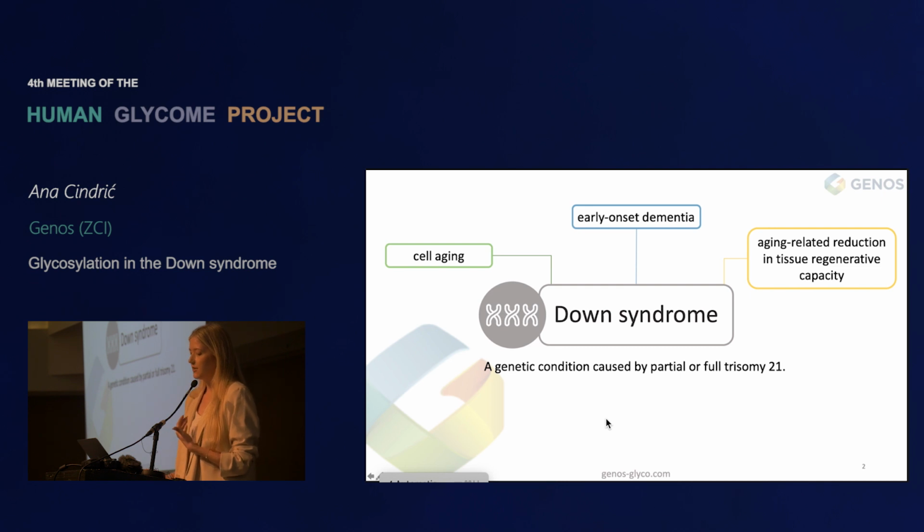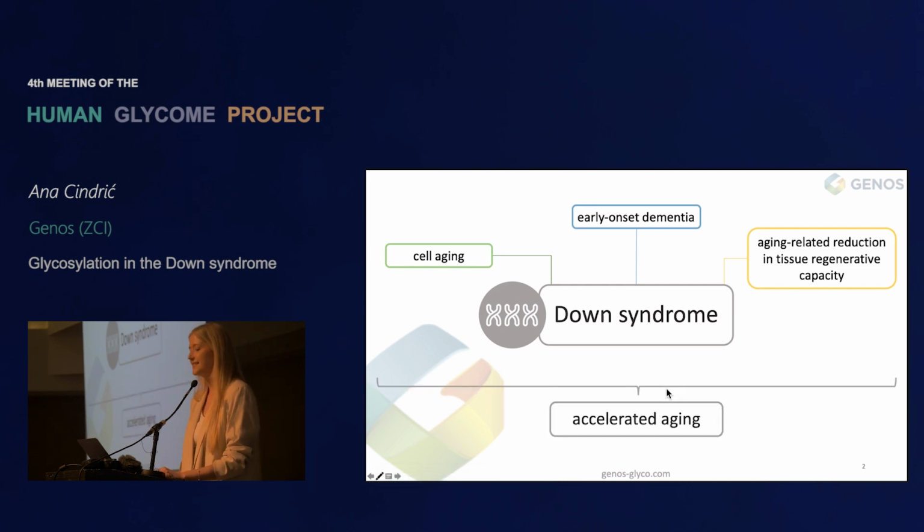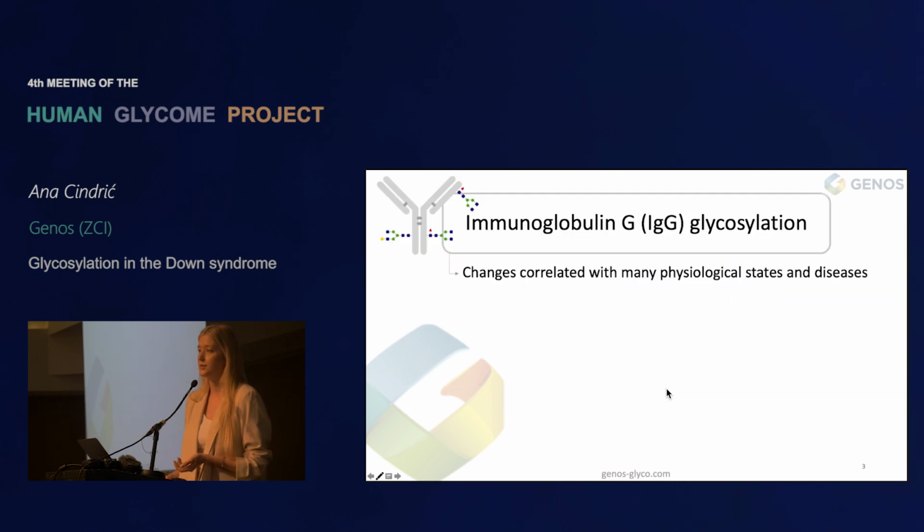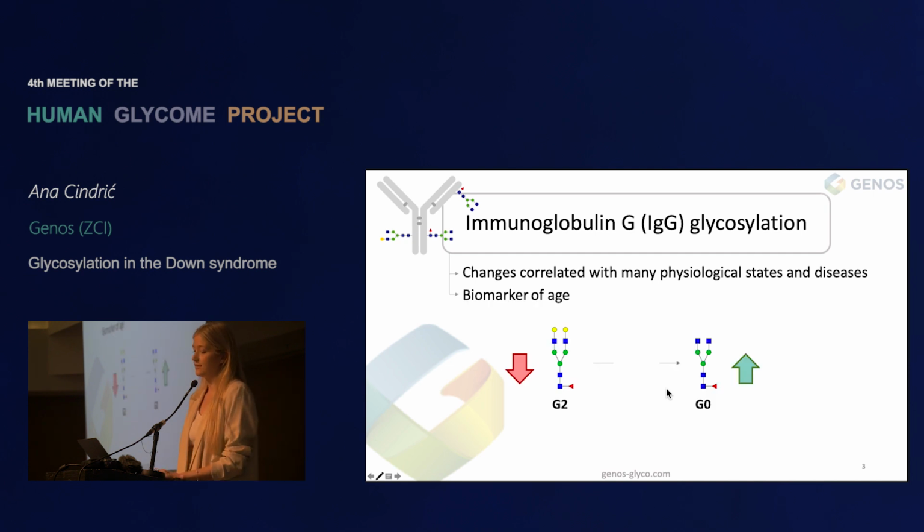All of these things, I think I've mentioned the word aging like 10 times in the previous minute or so. So I think you can tell that what I mean to say is that Down syndrome is basically a progeroid syndrome because it showcases so many signs of accelerated aging. And why that is interesting to us, well, as my colleagues have very nicely spoken before, we do a lot of immunoglobulin G, or IgG, glycosylation analysis in Genos. The changes of IgG glycosylation have been correlated with many different physiological states and diseases, as you have already heard. But also, another thing that we have established is that IgG glycans are really good biomarkers of age.